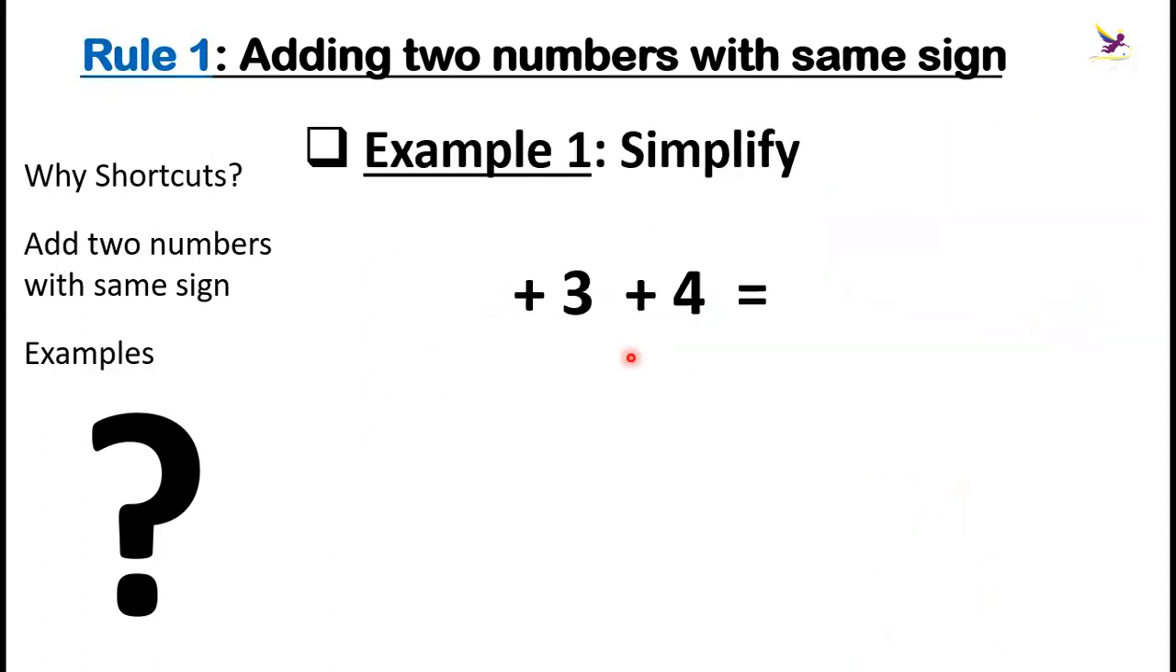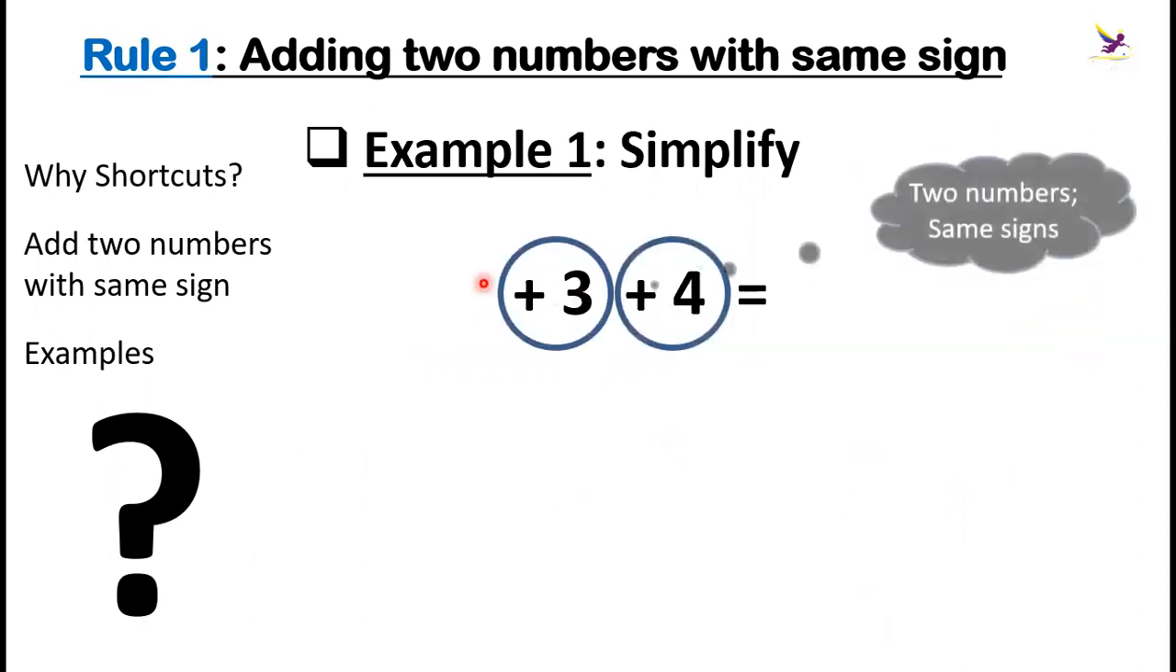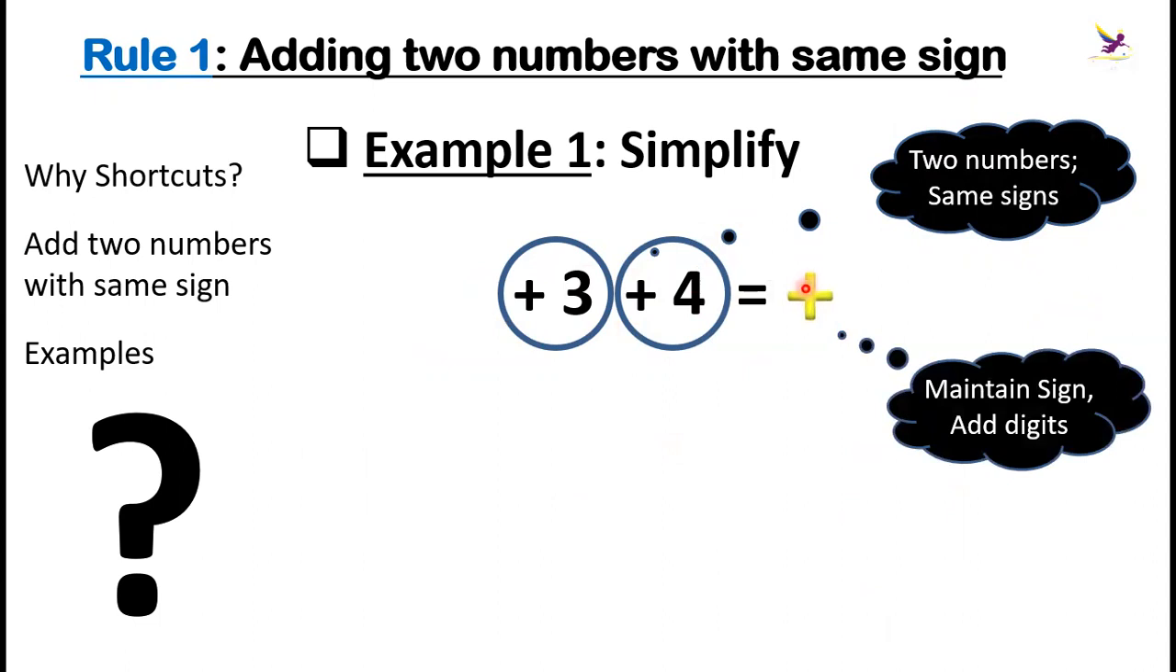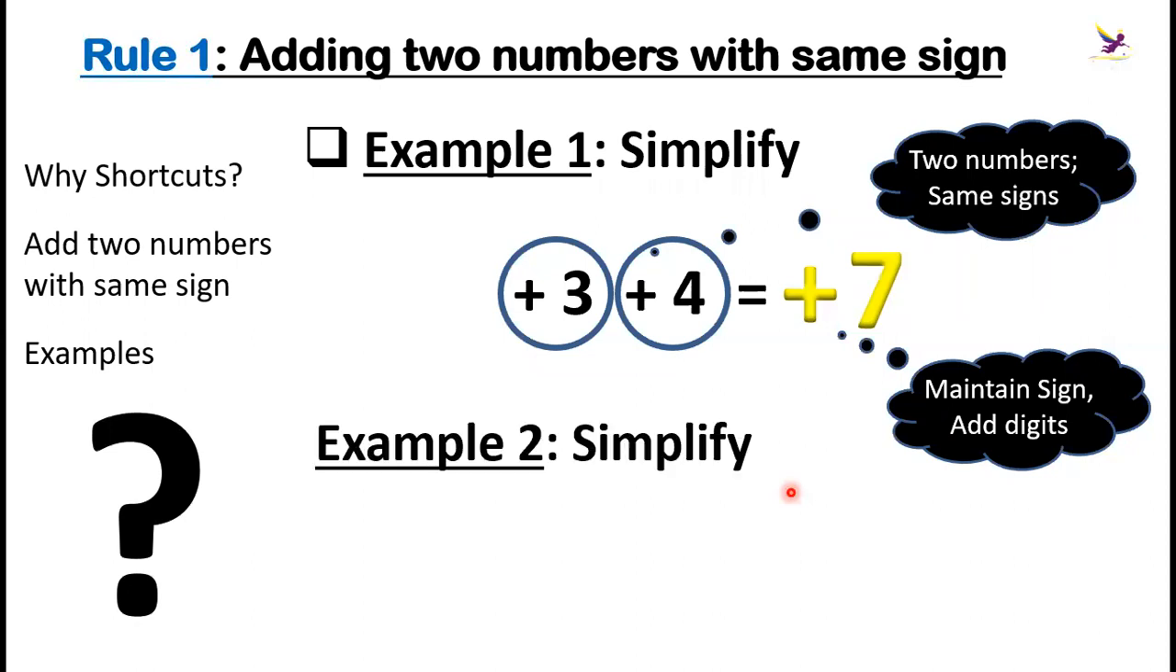So to add two numbers with the same signs, we maintain the sign and add the digits. So these are two numbers. Are the signs the same? Yes. So first thing, you maintain the sign. Then you add the digits. 3 plus 4 is 7. This is the shortcut, okay? Whenever the signs are the same, if you have three numbers, first work with 2, and then you bring in the third one. So let us look at the next one.